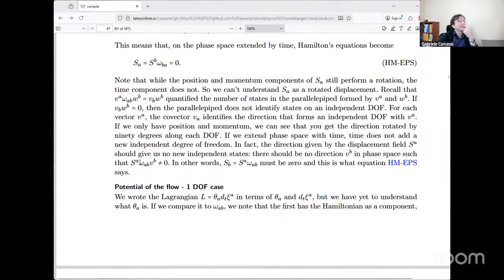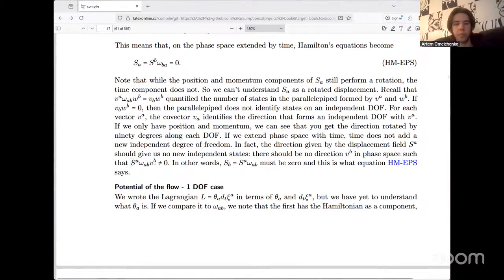So I'm basically saying if I have the omega and I put two vectors, I know that those two vectors form an independent degree of freedom, because they give me some configurations. And then I'm saying, well, if I have the displacement field and the displacement field is going forward in time, and time does not add any new degree of freedom, I should not find any other vector that makes an independent degree of freedom with the direction where the system evolves in time.